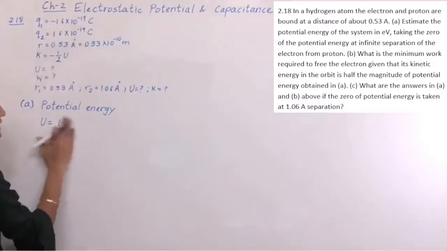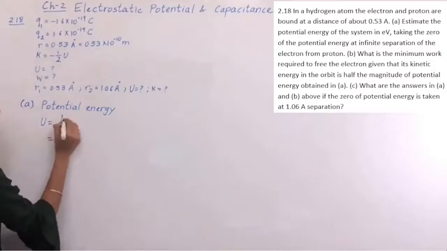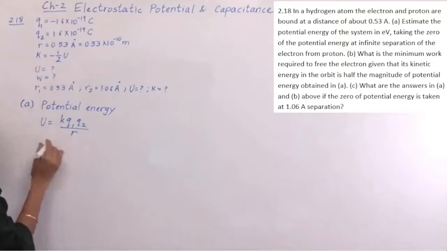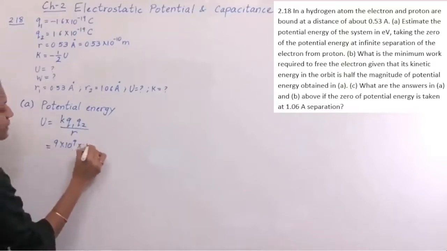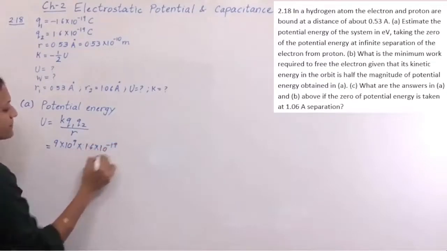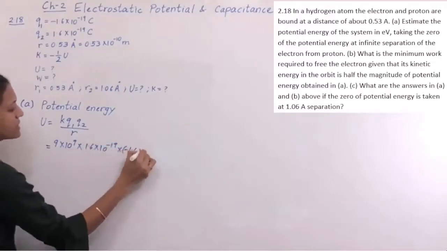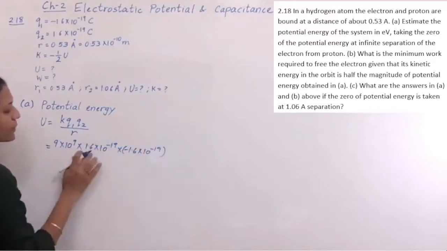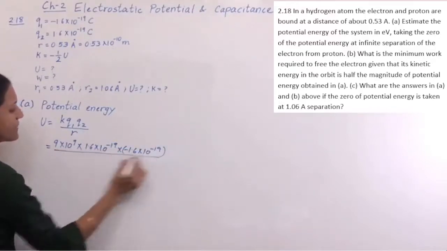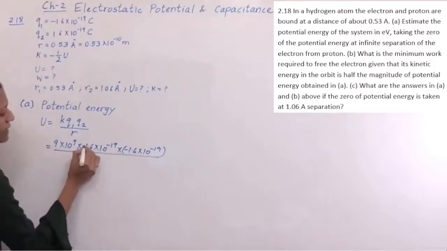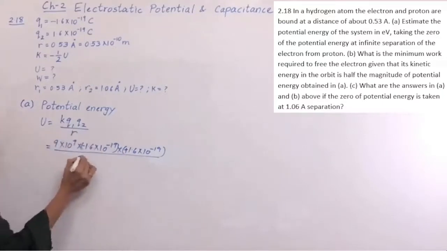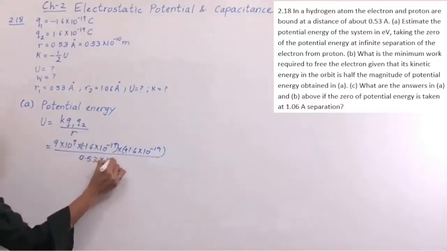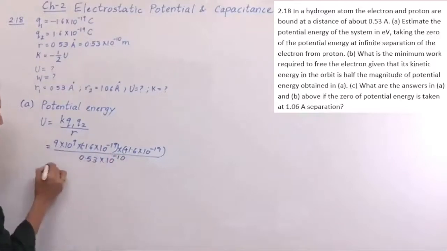So we will just be writing U2, and U2 is K Q1 Q2 by R. So K is 9 into 10 raised to 9, Q1 is 1.6 into 10 raised to minus 19, again 1.6 into 10 raised to minus 19 for proton and electron, you can write minus over here and plus over here for Q1 and Q2, divided by 0.53 into 10 raised to minus 10.